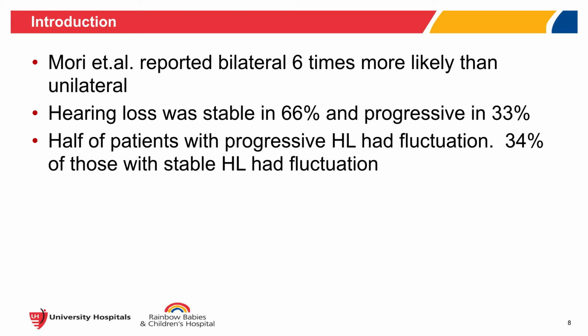The male to female ratio was equal. In the systematic review cohort, hearing was stable in 67% and progressive in 33%. Their subgroup analysis demonstrated hearing fluctuations in 50% of the progressive hearing loss group and 34% of the stable ears.